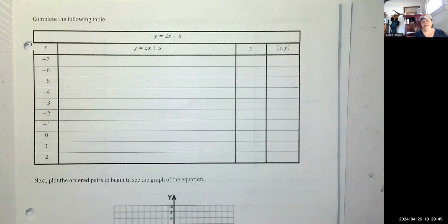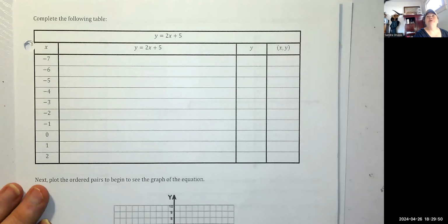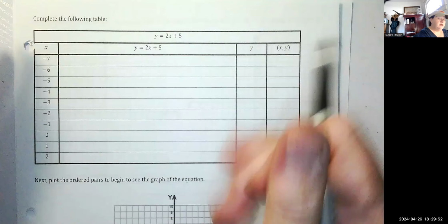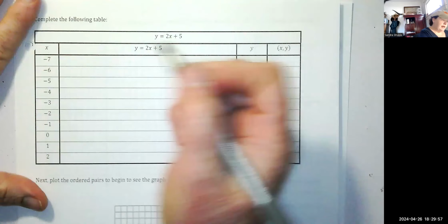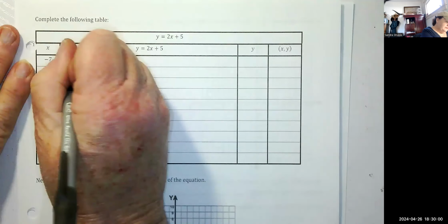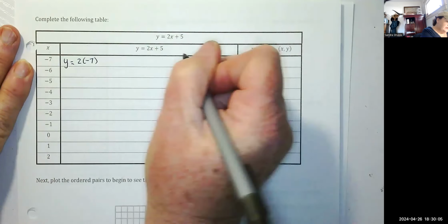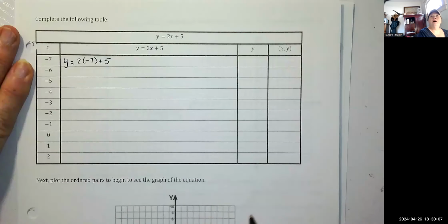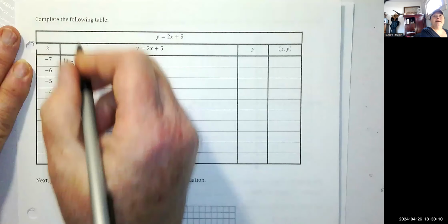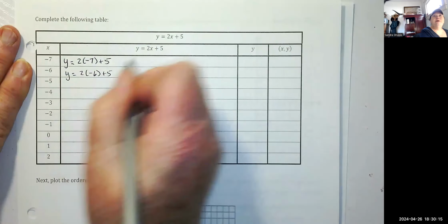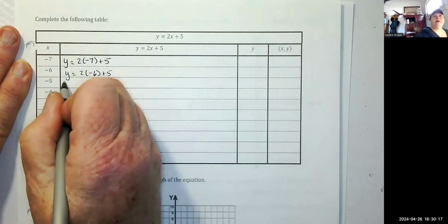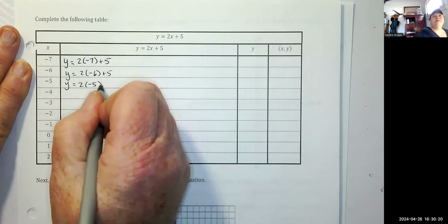We're going to complete the following table. All right, y equals 2x plus 5. That's the equation. We're going to let -7 be x. So y just stays where it's at. So we're going to have y equals 2 times -7 plus 5. So I'm going to set this all up just like that. The next one will be y equals 2 times -6 plus 5. I'm just substituting the -6 in next. Y equals 2 times -5 plus 5.